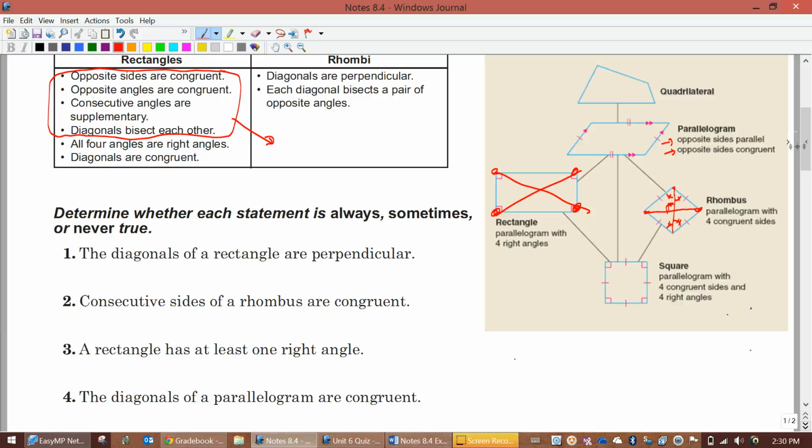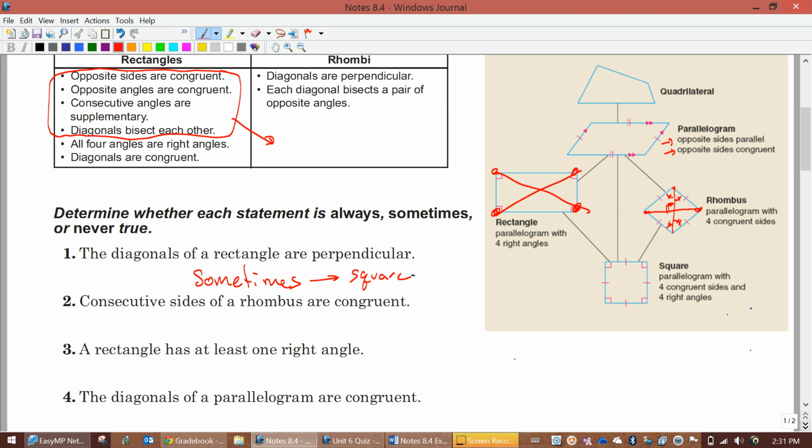A square. Remember we started the class by saying a square is a rectangle? So if the diagonals are perpendicular, it happens to be a square, it could be. This is a sometimes. It could be a square, which makes that question hard.